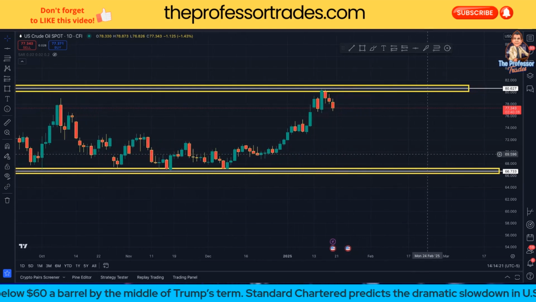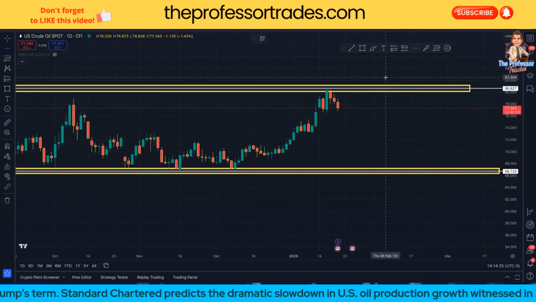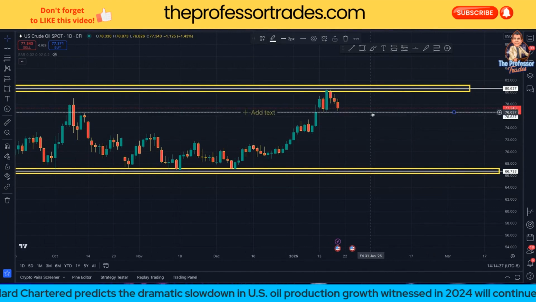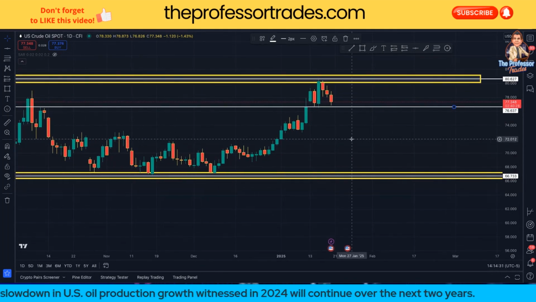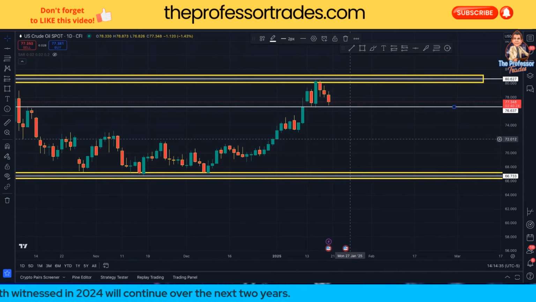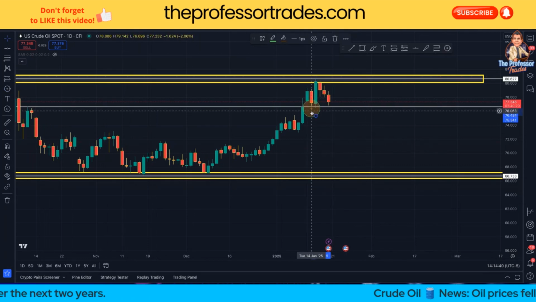So as we begin to zoom in now, we definitely want to look at this next level right here. Now this is a critical level. And people ask me, well, why do you mark your levels at the wicks and not the body of the candle? And that's a great question. For me, it's because I believe the wicks tell the story.